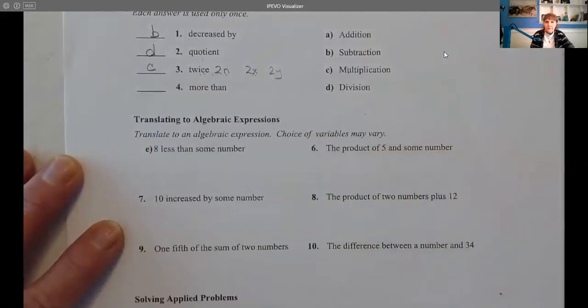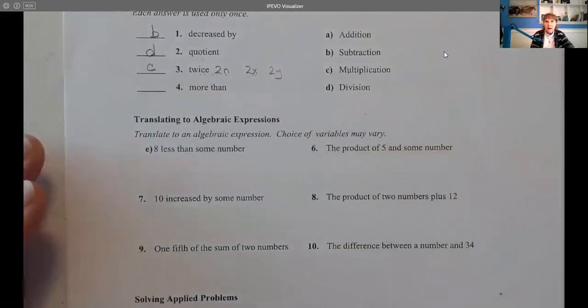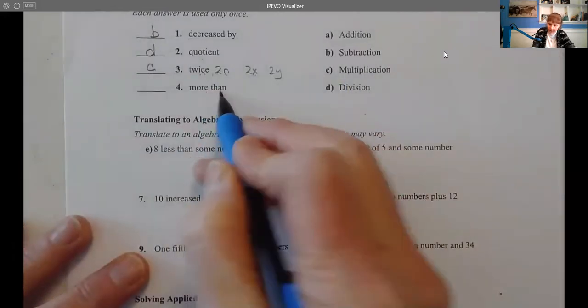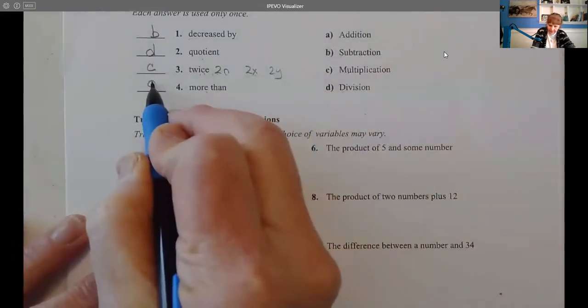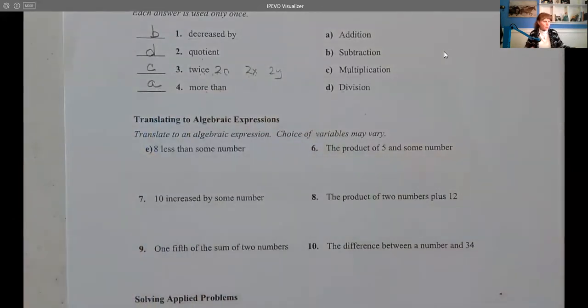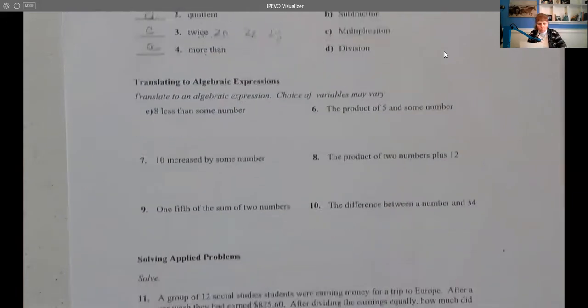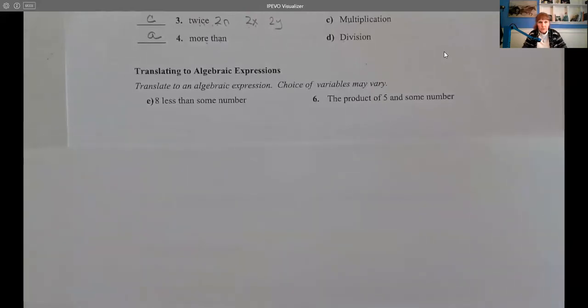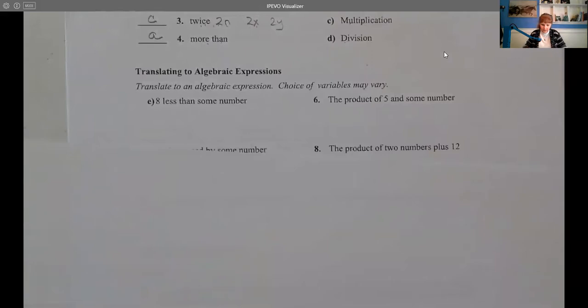More than, if you have 6 more than someone else, then you would add. So more than is addition. So that's just some of the words. And so we're going to practice that. We're going to translate a sentence into math.